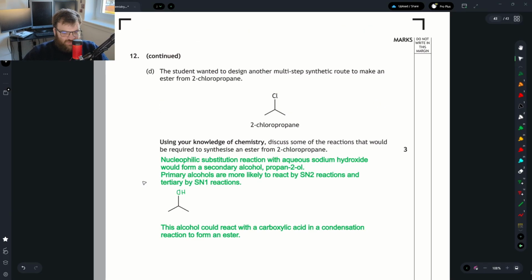Okay, so one option would be to do a nucleophilic substitution reaction using aqueous sodium hydroxide, forming your secondary alcohol. You could talk about SN1 versus SN2. Tertiary can do either. The primary one is more likely SN2, and for tertiary SN1 is more likely. Once you get your alcohol, you could react it with a carboxylic acid in a condensation reaction. This requires a catalyst, using concentrated sulfuric acid.